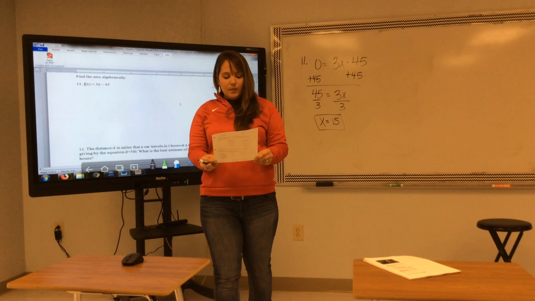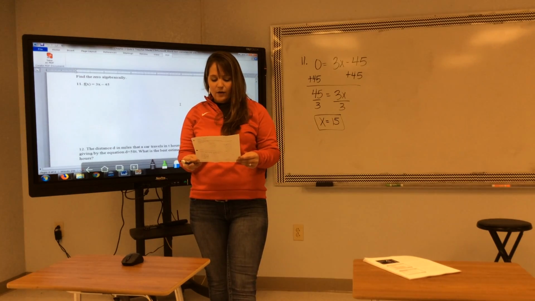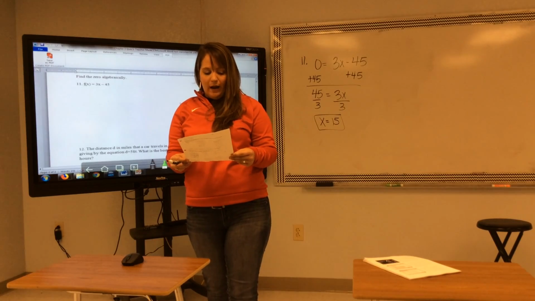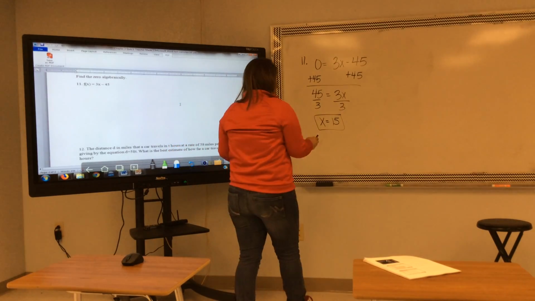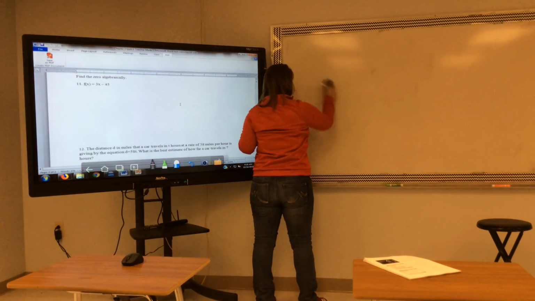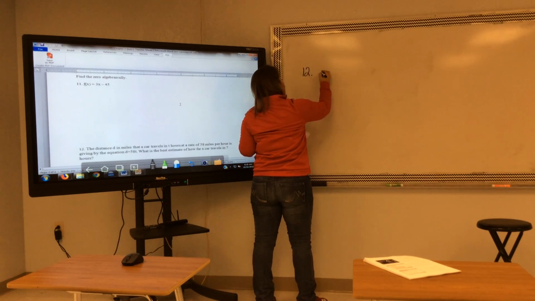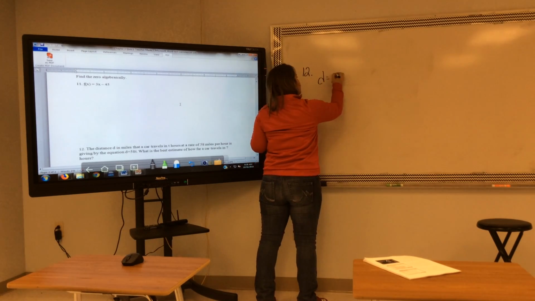Okay? And number 12 says the distance d in miles that a car travels in t hours at a rate of 58 miles per hour is given by the equation d is equal to 58t. So I'm given the equation. You don't even have to make it on this one. They were super nice to you. D is equal to 58t.